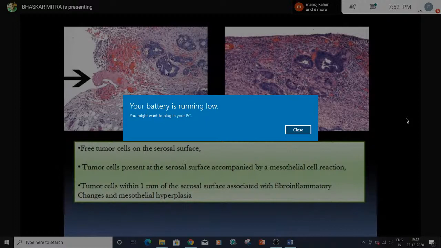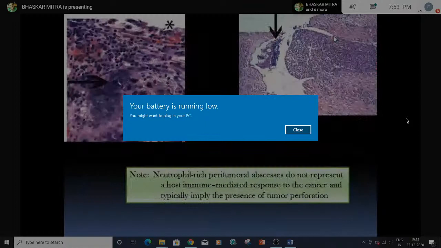Now, there may be some amount of granulation tissue present. Suppose the tumor is present within 1 millimeter of the serosa, then it is still an involvement of the serosa. Okay. If we get free tumor on the serosa, it is involvement. Sometimes there may be associated granulation tissue, or typical inflammatory granulation tissue-like areas, associated with a mesothelial hyperplasia. This fibroinflammatory response may still be seen in those T4 cases.